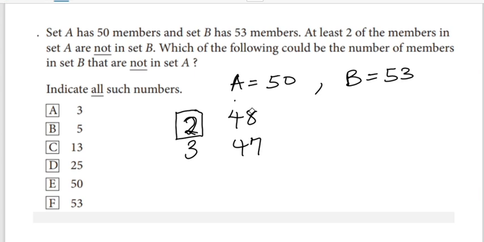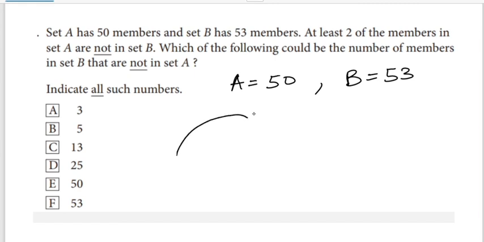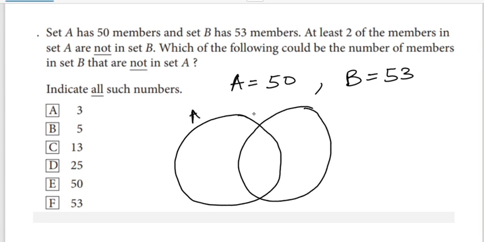I don't know if that makes sense, but I'm going to draw this in a Venn diagram, and that will make more sense to us. Okay, so which of the following could be the number of members in set B that are not in set A? So let's just draw the Venn diagram. This is A and this is B. So let's say the number of people that are in both A and B, let's call them X.